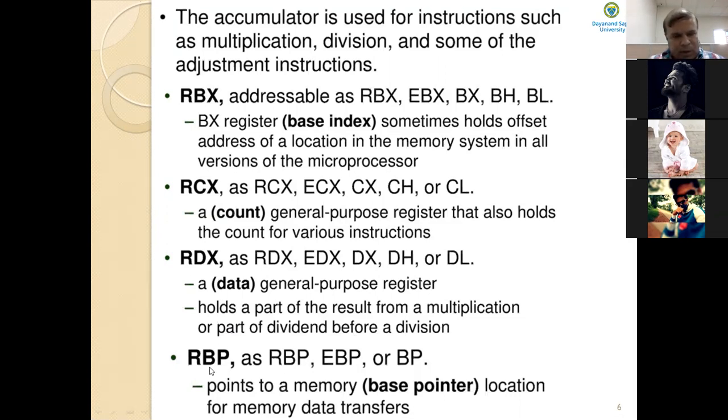Then we have another multi-purpose register, RBP. It can be addressed as RBP, EBP, or BP, and it points to a memory location for memory data transfer. Again, this can hold the offset address of a memory location.